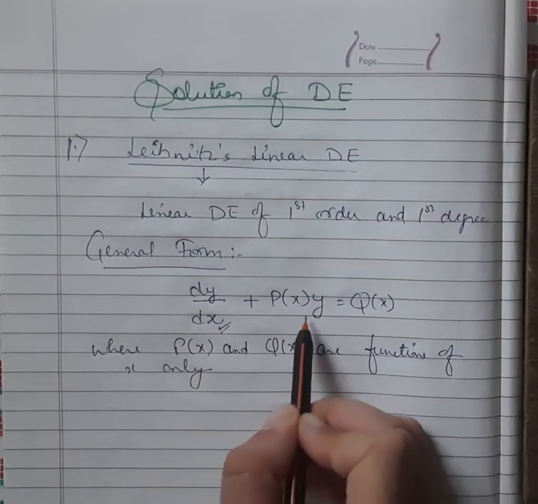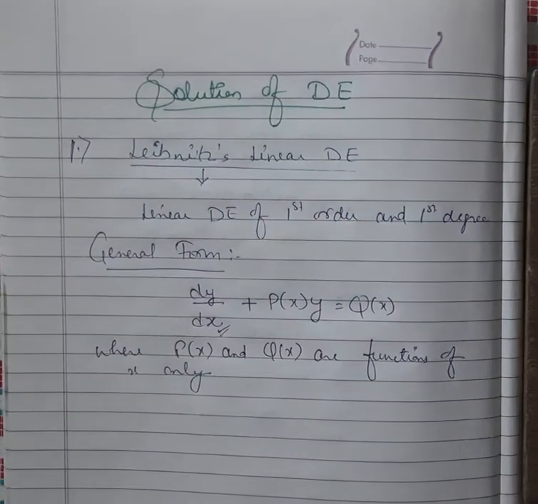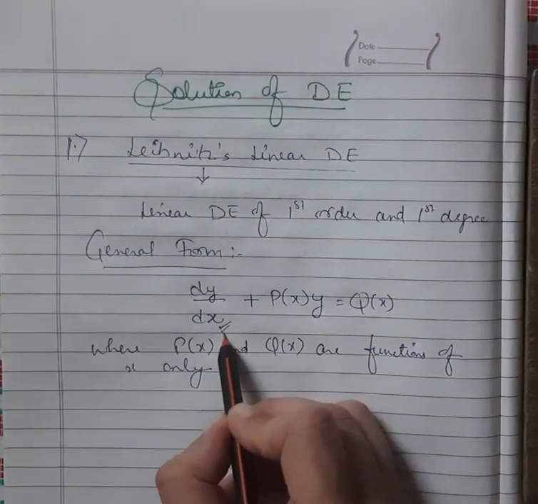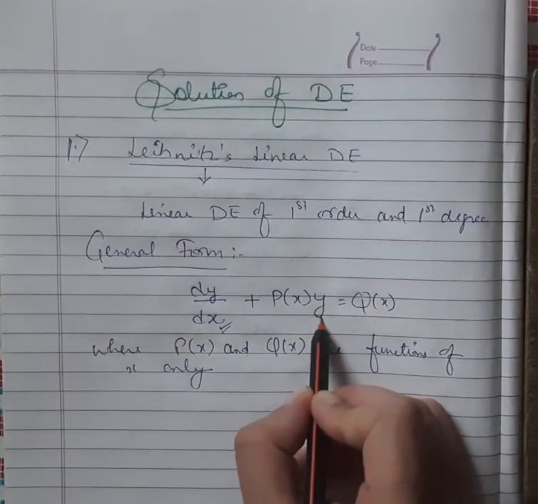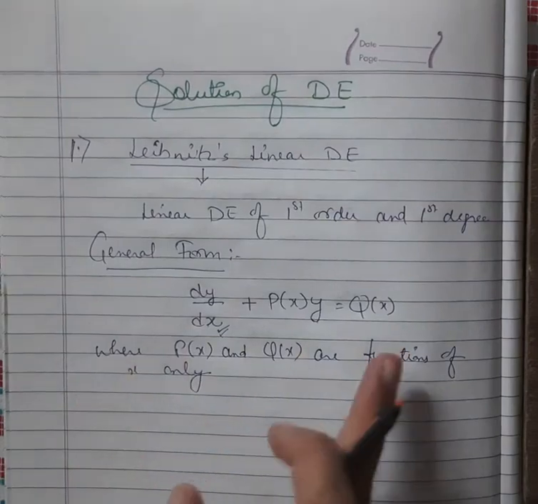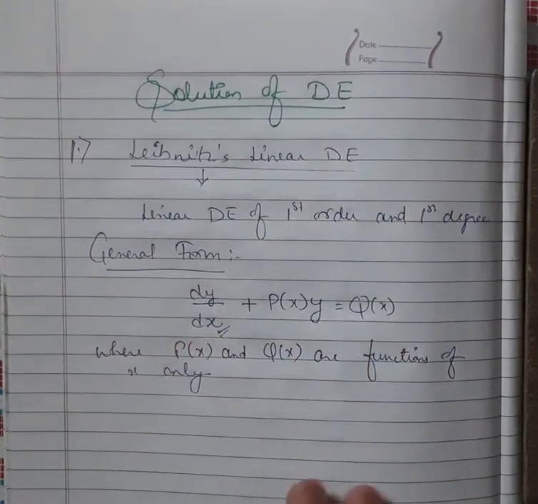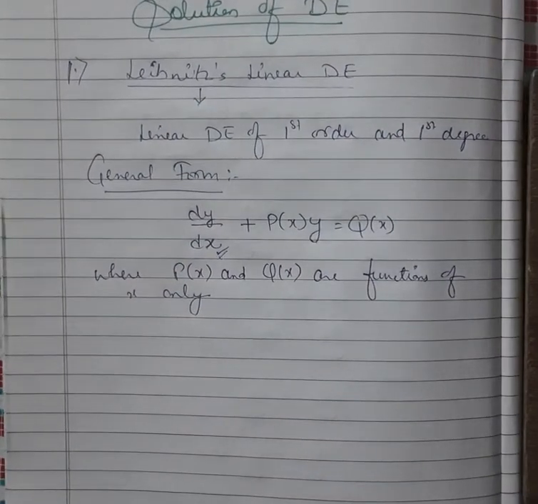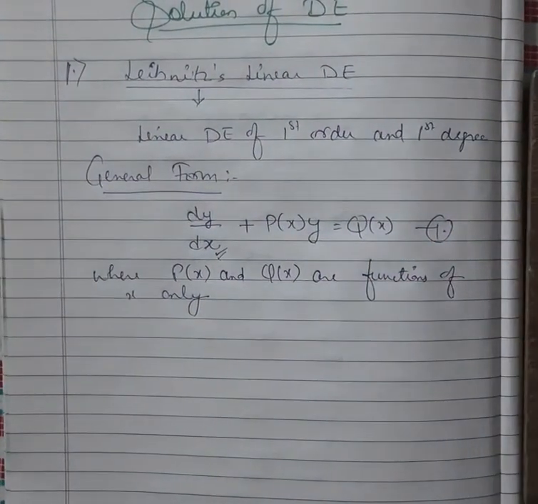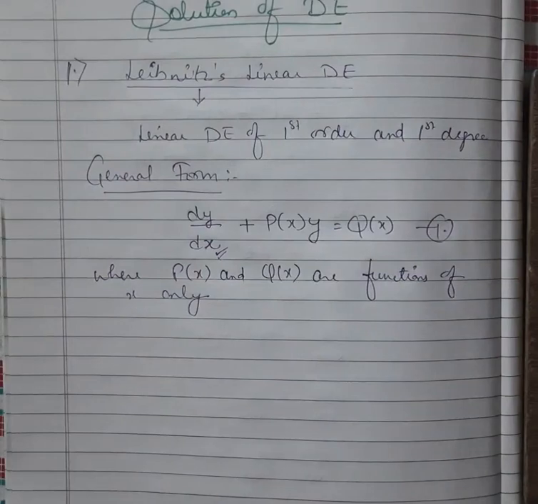And it's also linear. If you remember, what were the three conditions of linear differential equation? The power of derivative should be 1, the power of dependent variable should be 1, and they should not be multiplied together. All the conditions of being linear are satisfied here. So this is the general form. And the next is, what is the working procedure to find the solution of this differential equation?